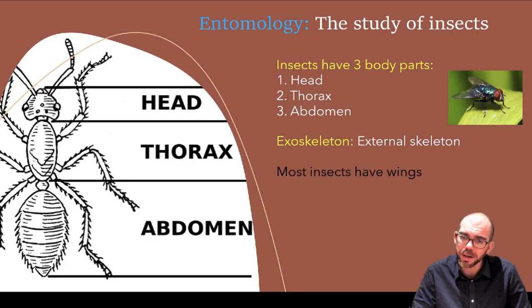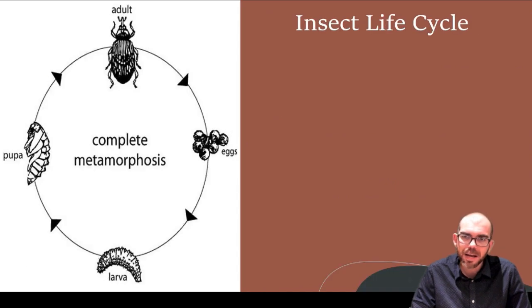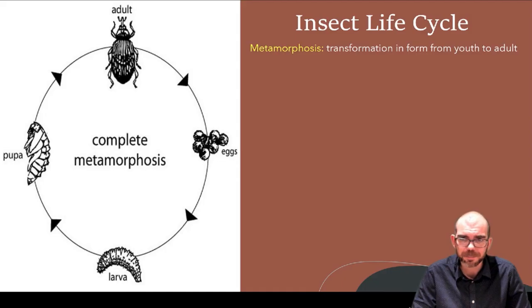Most insects have wings, but not all. And each species prefers a specific location, temperature, and food source. Because of the specificity necessary for their survival, this is part of what makes them perfect in forensic investigations. They have unique geographies, and we need to find unique geographies in solving a case. An insect's life cycle, generally speaking, typically follows 4 phases through a process called metamorphosis. Metamorphosis is the transformation in form from a youth to an adult.